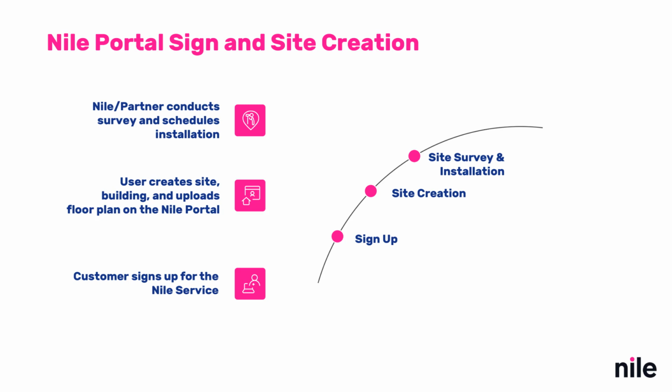The first step in your migration journey is to sign into the Nile Control Center and create your site. A site represents the physical location where the Nile service will be deployed. For example, a corporate office, a university building, or a retail location. After creating the site, you'll also need to create the building within the site and upload the final approved floor plan. The floor plan should clearly reflect the actual layout of the location where Nile infrastructure will be installed.